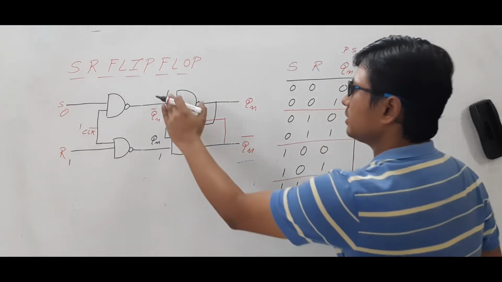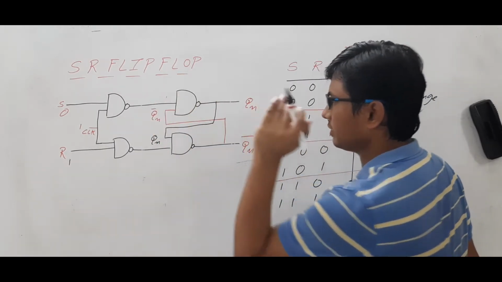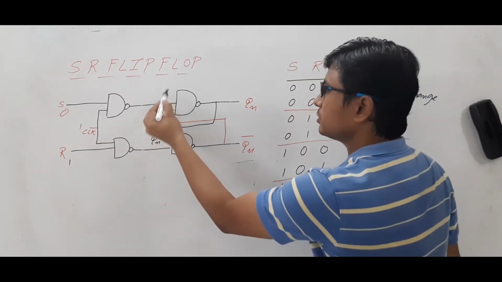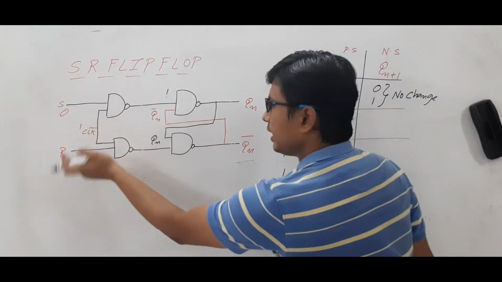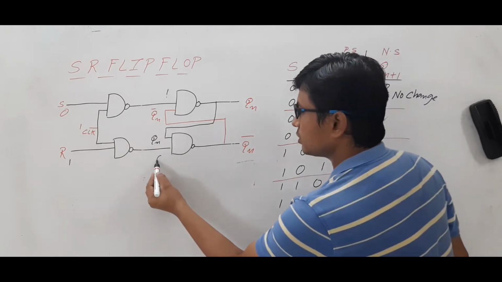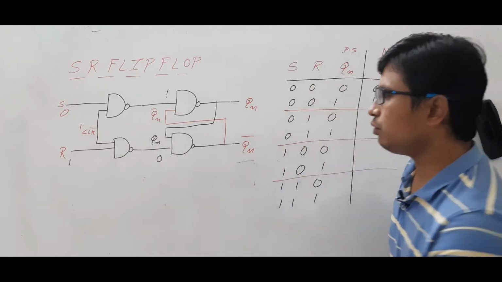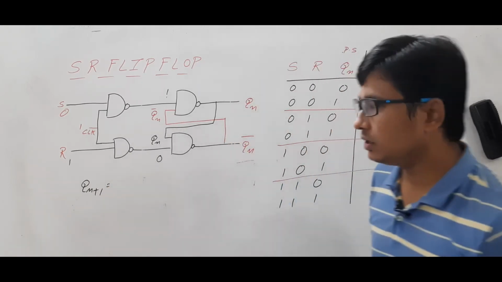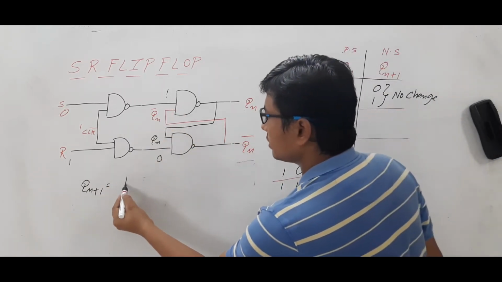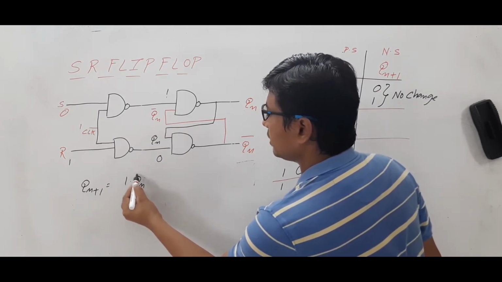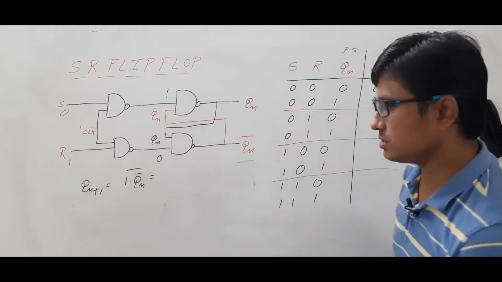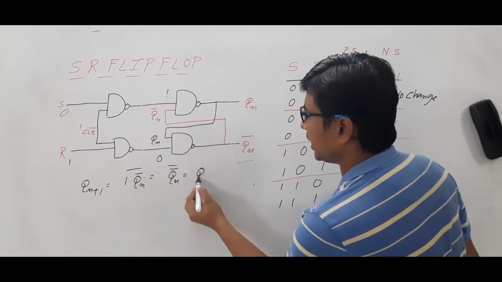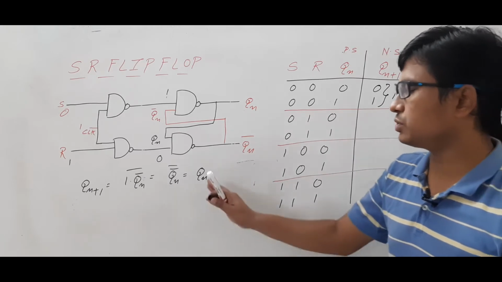Now we will look at what the outputs will be here. If it is 0 and 1, the NAND gate will produce output as 1. 1 and 1, the NAND gate will produce the output as 0. Now we will look at what Qn plus 1 will be. Qn complement whole complement is Qn. So Qn plus 1 is producing Qn.